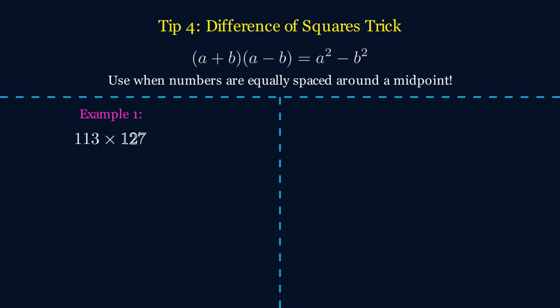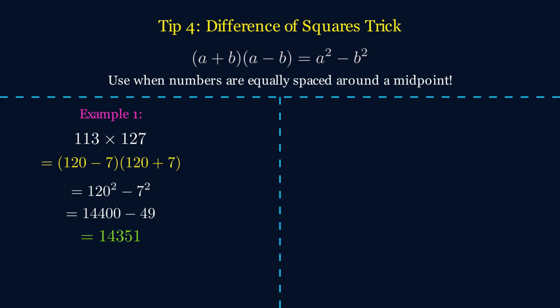113 times 127. These two numbers are centered around 120. One is 7 less. The other is 7 more. Using the difference of squares formula, that becomes 120 squared minus 7 squared. 120 squared is 14,400, and 7 squared is 49. Subtract them, 14,400 minus 49 equals 14,351. Let's try another one, this time with bigger numbers.